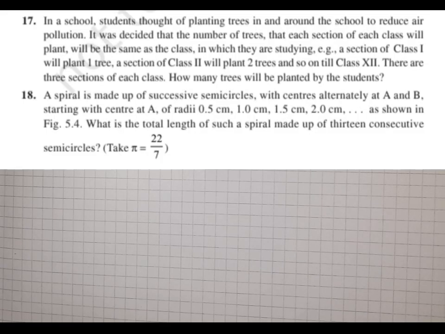Question number 17. In a school, students thought of planting trees in and around the school to reduce air pollution. It was decided that the number of trees that each section of each class will plant will be the same as the class in which they are studying. For example, a section of class 1 will plant 1 tree, a section of class 2 will plant 2 trees, and so on till class 12th. There are 3 sections of each class. How many trees will be planted by the students?